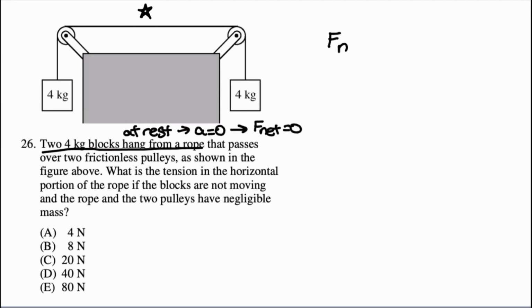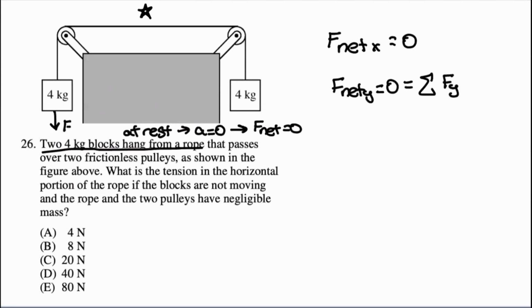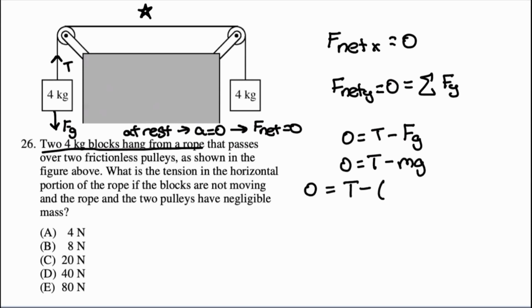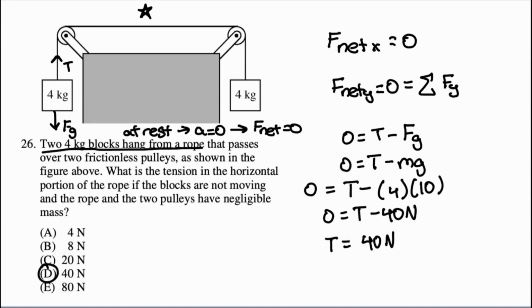There is no F net in the x direction. That's 0. There's no horizontal forces. It's all vertical on the blocks. So F net y is also going to be equal to 0, and it's going to be the sum of all the forces in the y direction, which is our Fg and our tension. So 0 is going to be equal to our tension force minus Fg. You can rewrite that as mg, so 0 is equal to T minus 4 kilograms times 10. So 0 is equal to T minus 40 newtons, which means T is equal to 40 newtons, which is answer choice D. Great.